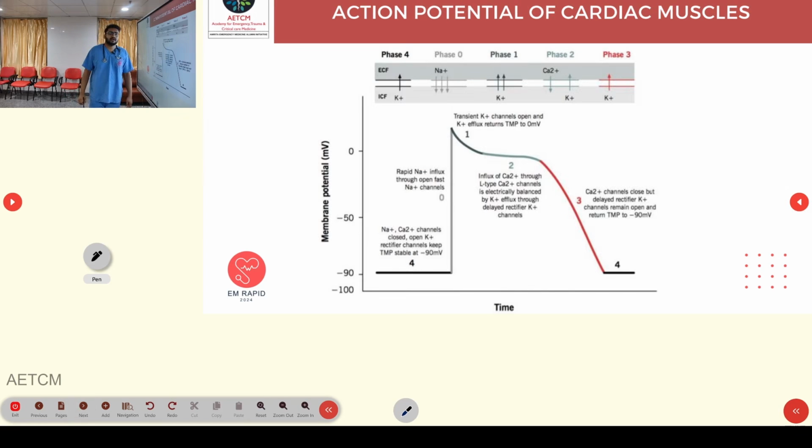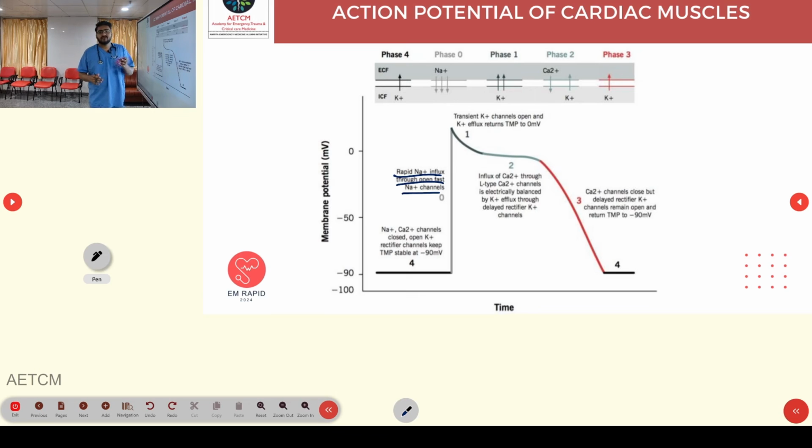Coming to the action potential, how it is generated, and the graph concerning it: the y-axis is membrane potential and the x-axis is time. We all know that the resting membrane potential of a cardiac muscle is around minus 90 millivolts. What initiates the action potential is basically the sodium channels. Once the fast sodium channels open, rapid sodium influx starts to occur.